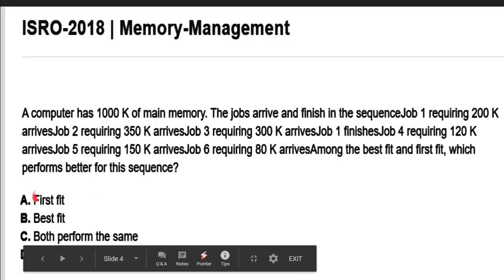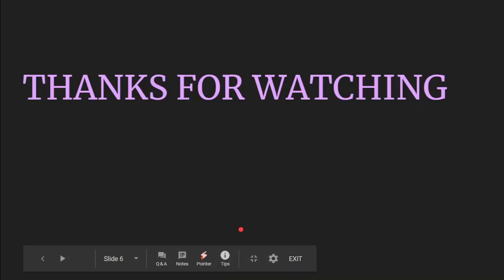So in answer to the question, what you have seen here is that the first fit is better, but the best fit is not better for this scenario. So that's all, how to find out which algorithm suits which scenario. Hope you understood the concept behind the memory allocation schemes and also how to solve the problems over here, and thanks for watching.